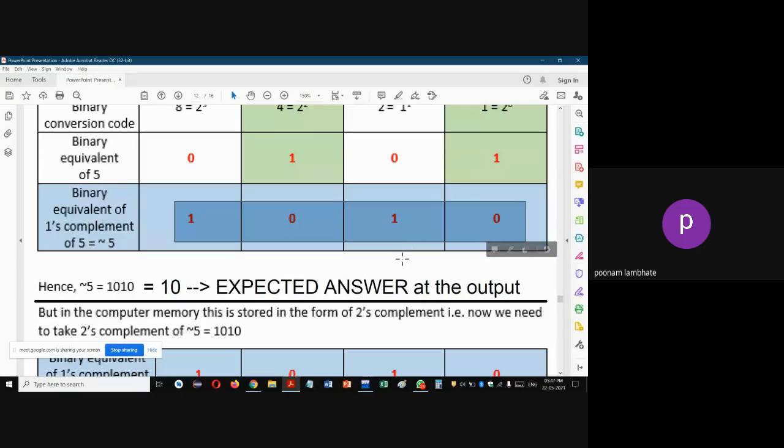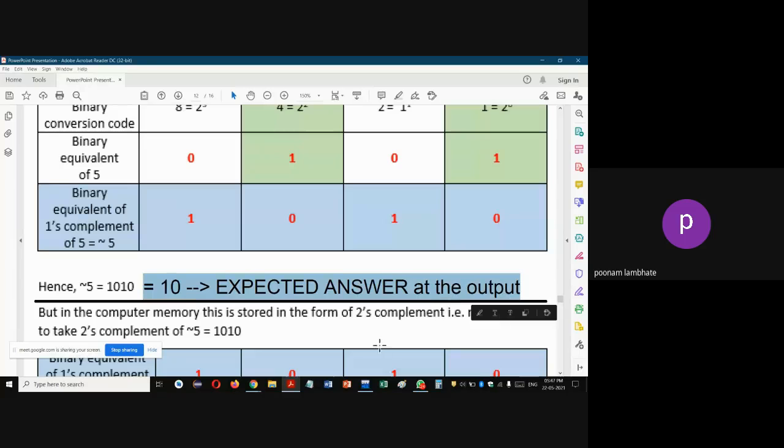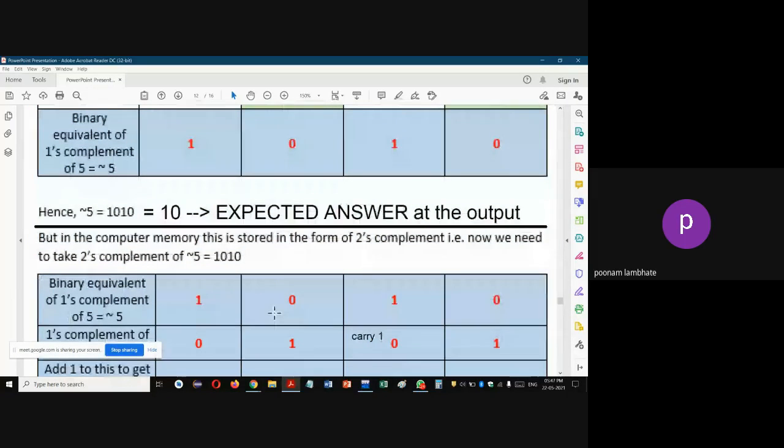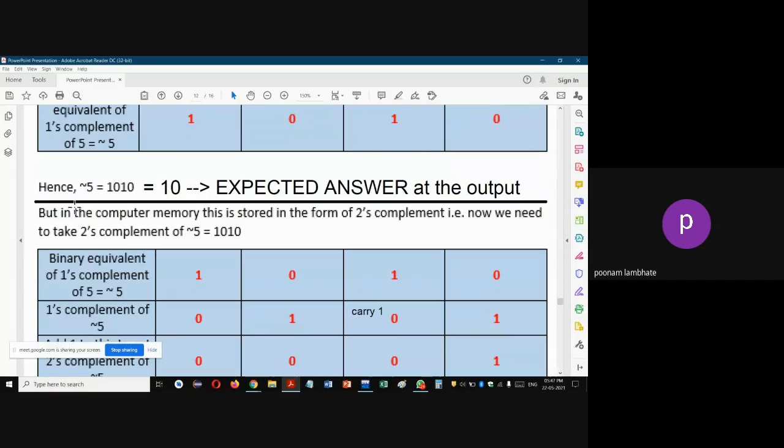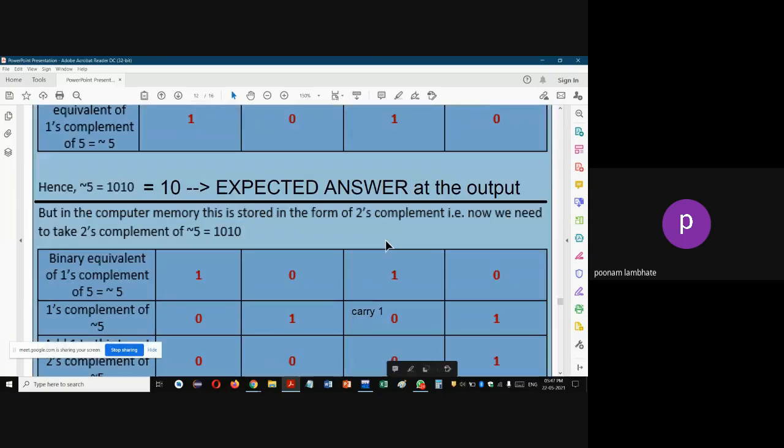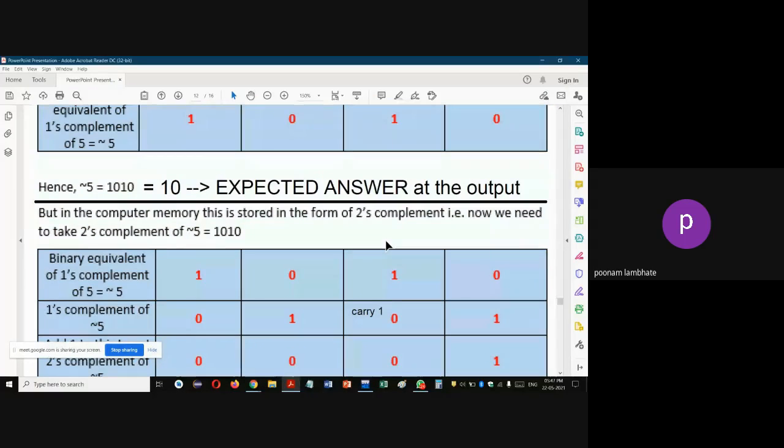So according to 8421, that is 8 plus 2, 10 is my expected answer at the output. But this will not be the answer. What will be the answer is minus 6. Now why minus 6? I'll tell you all that. In computer memory, the number is stored in the form of 2's complement.